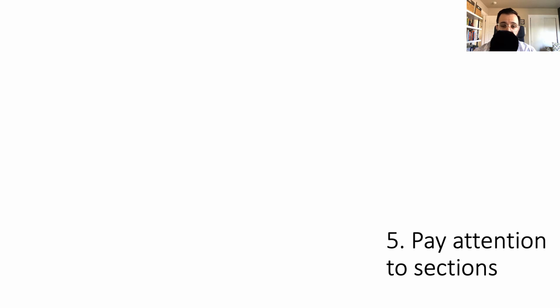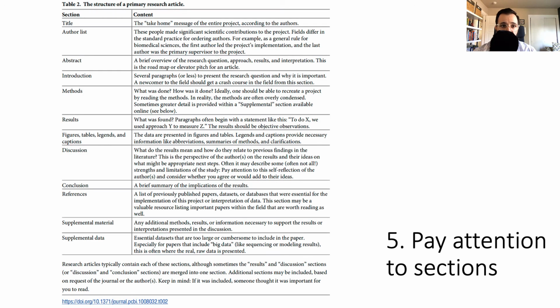Rule 5, pay attention to the sections. They've got a nice table in the paper that you could pause and look at here or go to the paper and look at to understand them a little bit more deeply if you don't already. But there are some sections that are intended to be objective, others that are intended to present interpretations. But even the objective sections are written by people and thus influenced by the people writing them.